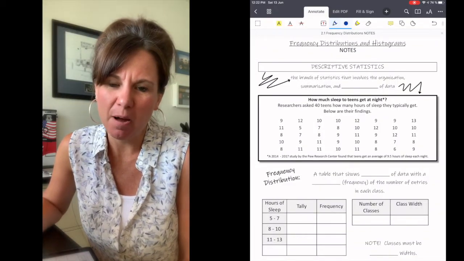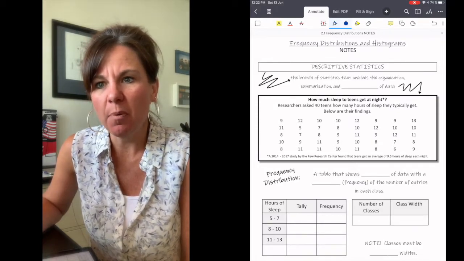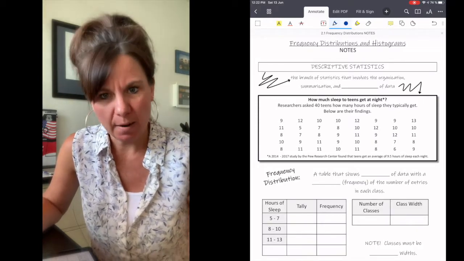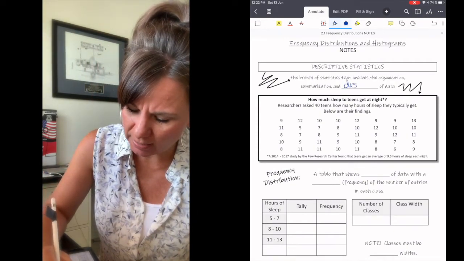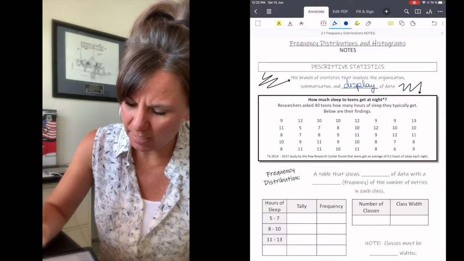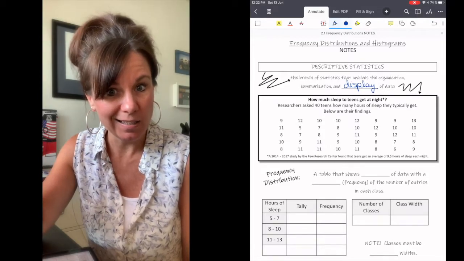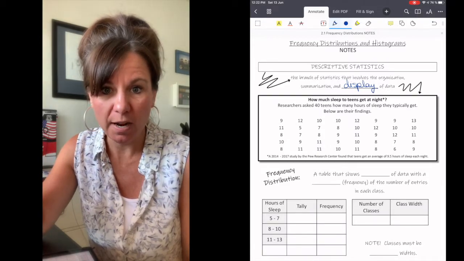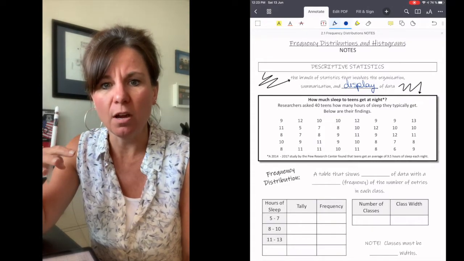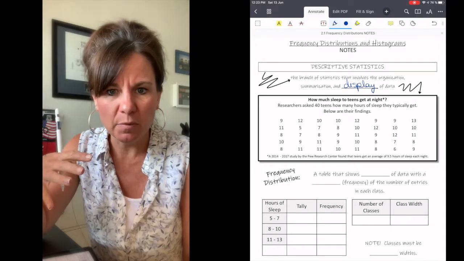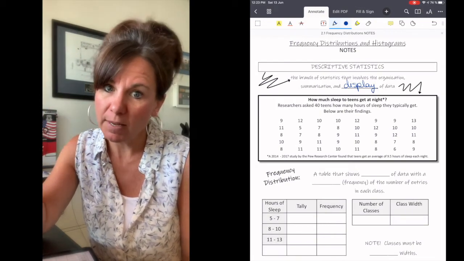This lesson we're talking about frequency distributions and histograms. Frequency distributions are part of descriptive statistics, which is that branch of statistics that involves the organization, summarization, and display of data. You've heard that line that a picture is worth 1,000 words. Well, in this case, a frequency distribution or histogram is worth 1,000 numbers, because basically we're trying to get a lot of information organized, displayed, and summarized, so that your brain can process that information efficiently and effectively.